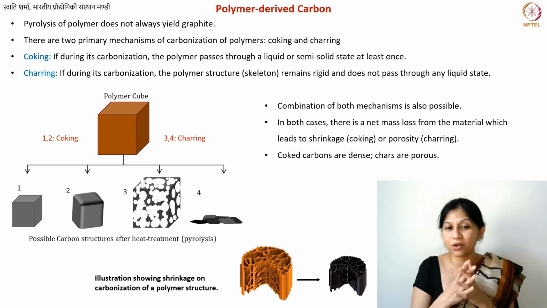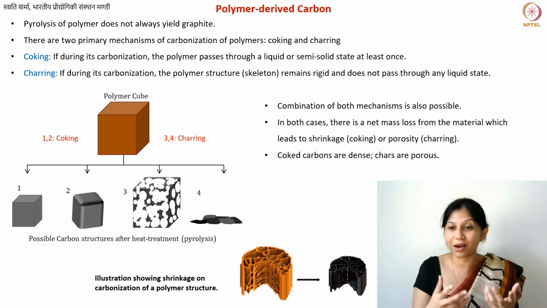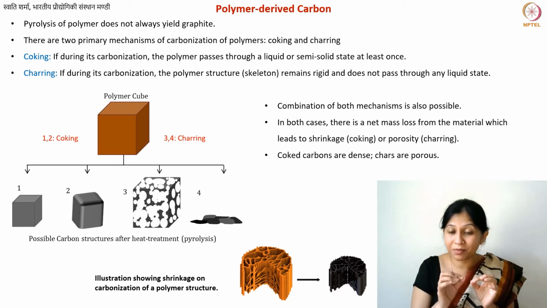Now, in this case, whether you call it coking or charring, this is actually coking that is happening, because the porosity is not because of what happened during carbonization. The porosity is something we already had in the polymer structure itself. In fact, the entire thing shrank, and that is why even the sizes of the pores changed; they were modified because of the shrinkage of the entire structure.